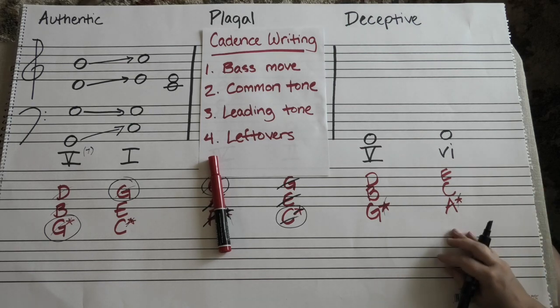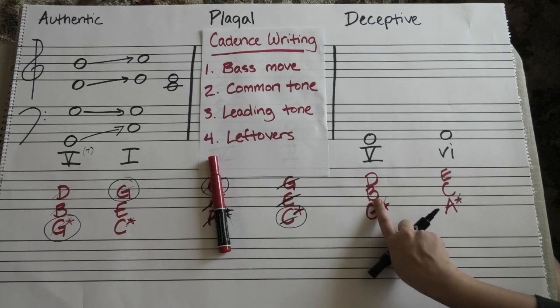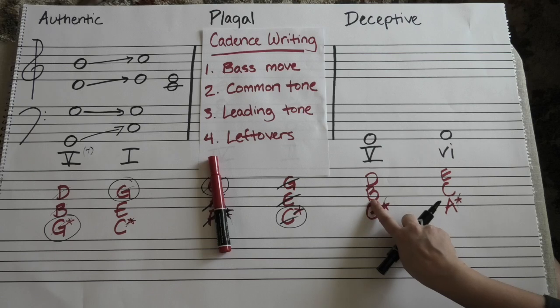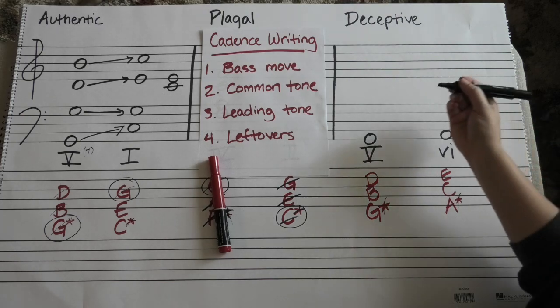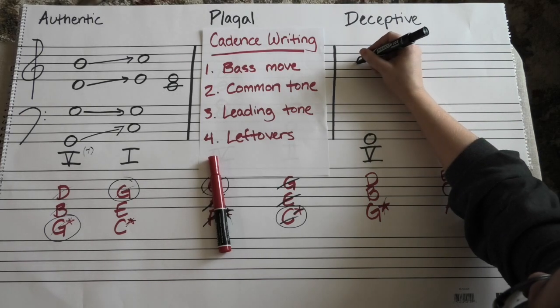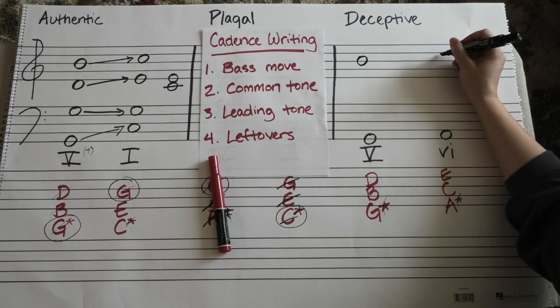Okay, but do we have a leading tone? Do we have a B? Why, yes, we do. And we also have a C. So we're going to want our B to go to C. So let's see here. Let's make the sopranos have it. Why not? See what happens. So we have B to C.